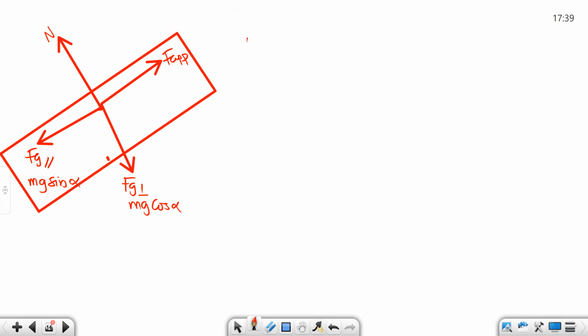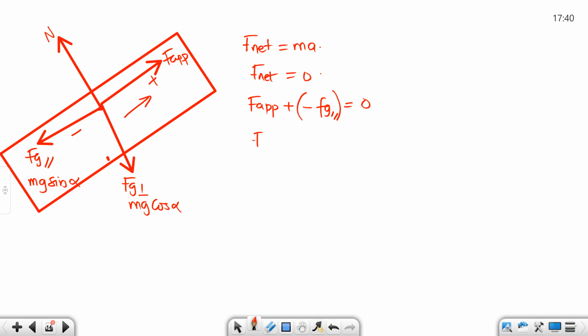What's our formula? F net equals ma. But the object is not moving, so what do we have? F net would be equal to 0. The object is moving forward, so this one is positive and that one is negative. What's our F net? Force applied plus negative FG parallel equals 0. Do we agree? So force applied equals FG parallel. What's the formula for FG parallel? mg sine alpha.